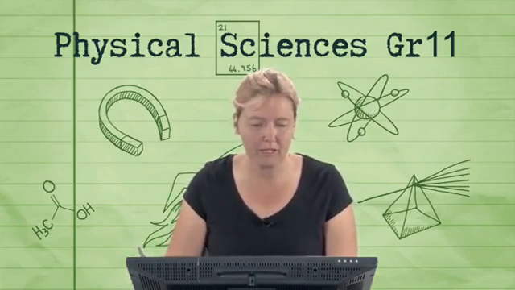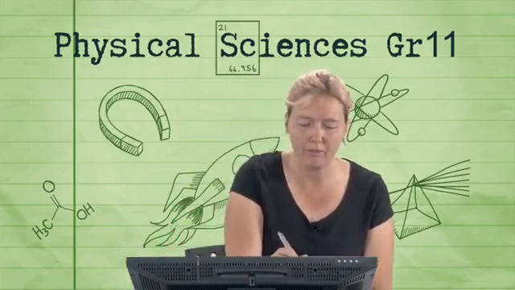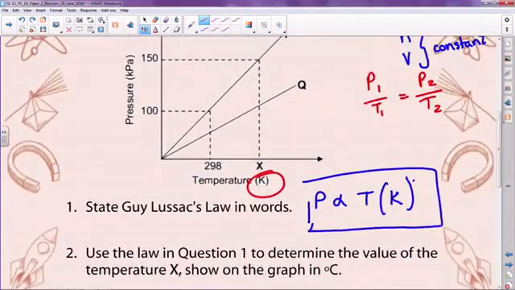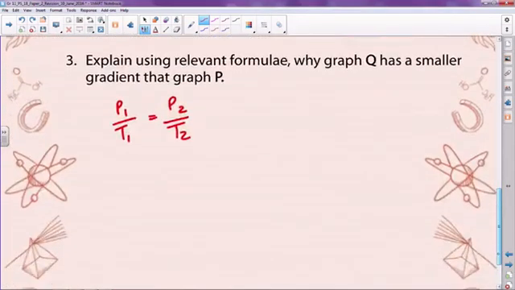Okay, so I'm going to put it down here. I've got P1 over T1 equals P2 over T2. Our information was given to us on the graph. So my P1 over here is 100, that's my P2 over there, 298 is my T1 and X is my T2. That's the unknown. So I'm going to substitute in: 100 over 298 is equal to 150 over T2.